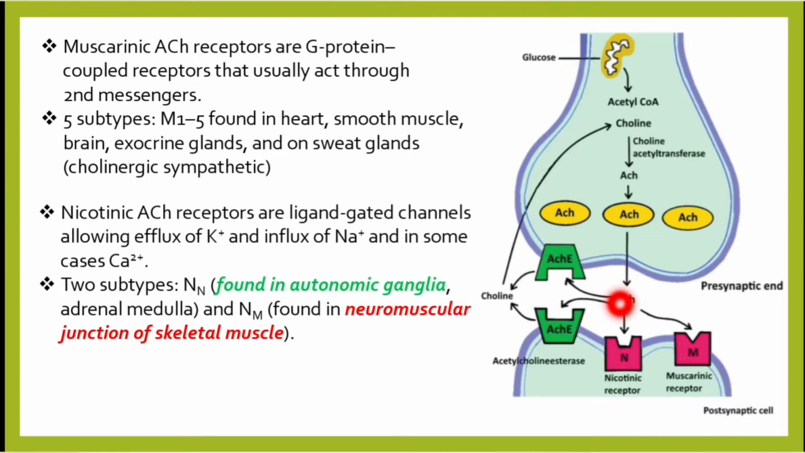Cholinomimetics will be divided into two groups. Direct cholinomimetics have the same effect as acetylcholine; they stimulate nicotinic and muscarinic receptors. Indirect cholinomimetics will inhibit acetylcholinesterase. If you inhibit this enzyme, it means the amount of acetylcholine in the synaptic cleft will be high.